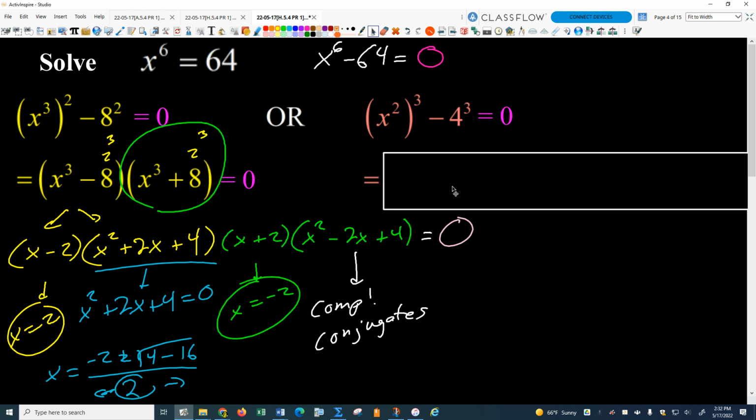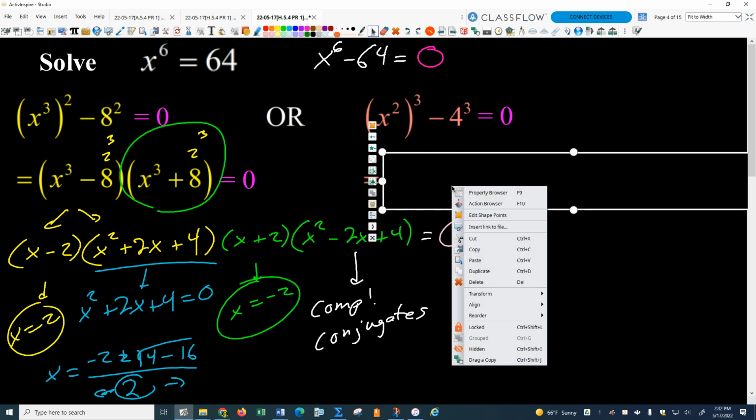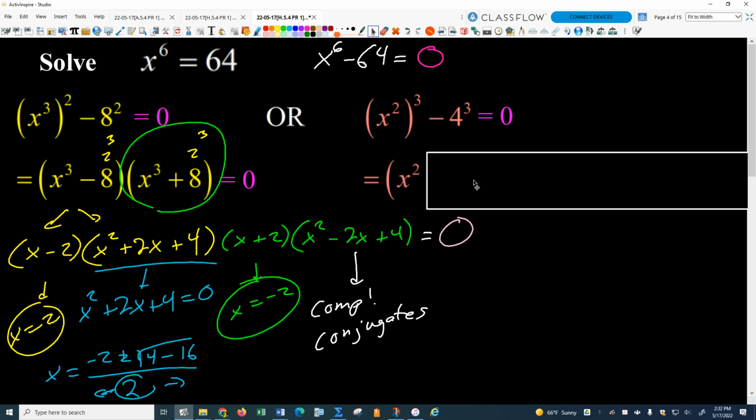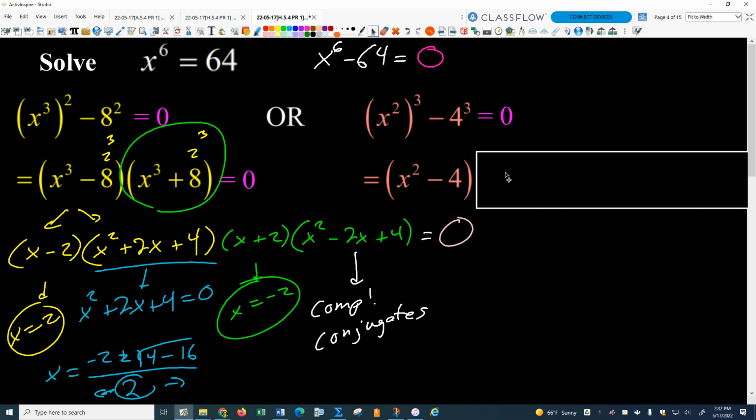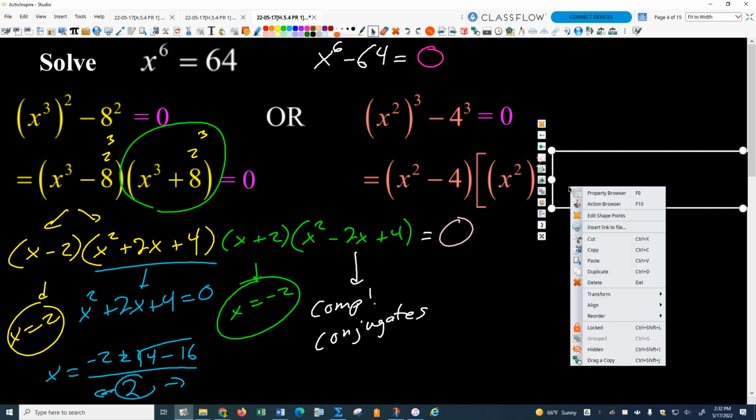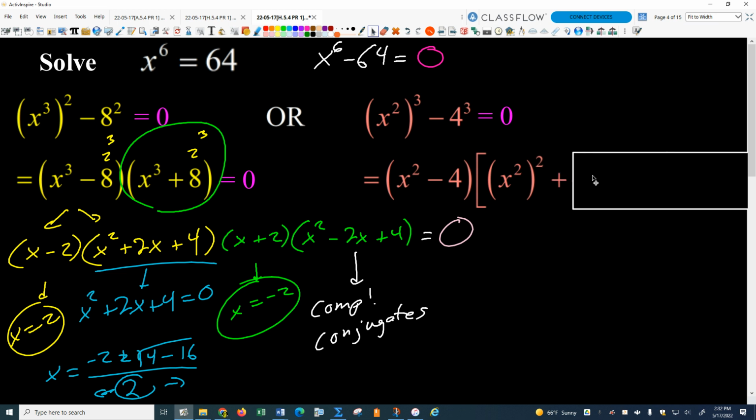Okay, anybody want to try this? This is a tough one. Think you got it? Say it again. 4, there you go. Good job. There's my a minus b times x to the fourth, I'm going to get an x squared squared, which is x to the fourth, plus 4x squared, right? Plus 16. Good. b squared.